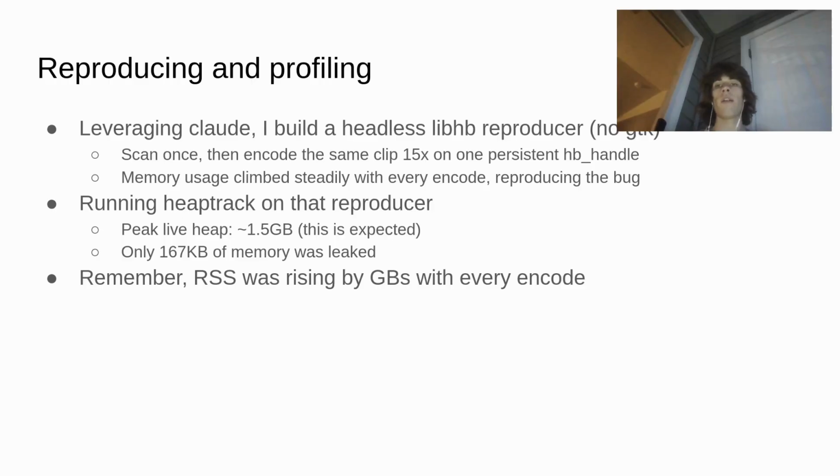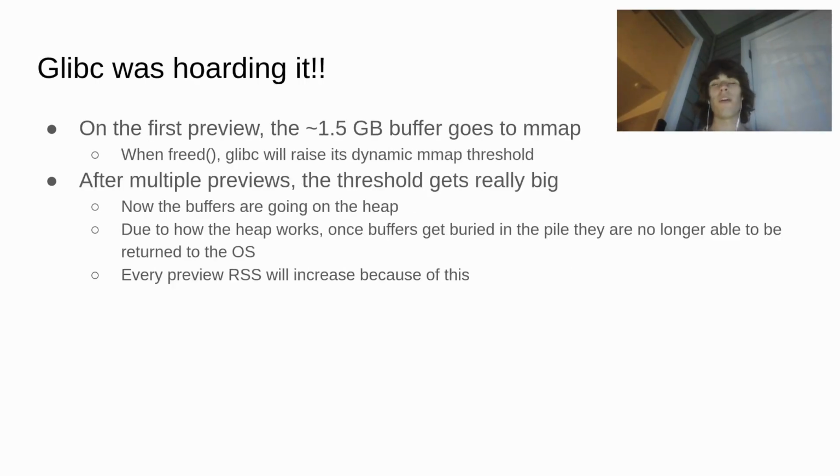So knowing that the RSS was rising by gigabytes with every encode, there's really one more suspect that we could point to: glibc was hoarding all the memory. So here's how this worked. On the first preview, the 1.5 gigabyte buffer goes to mmap, as expected. But when it's freed, glibc will raise its dynamic mmap threshold. So after multiple previews, the threshold ends up getting really big, and now the buffers are going onto the heap.